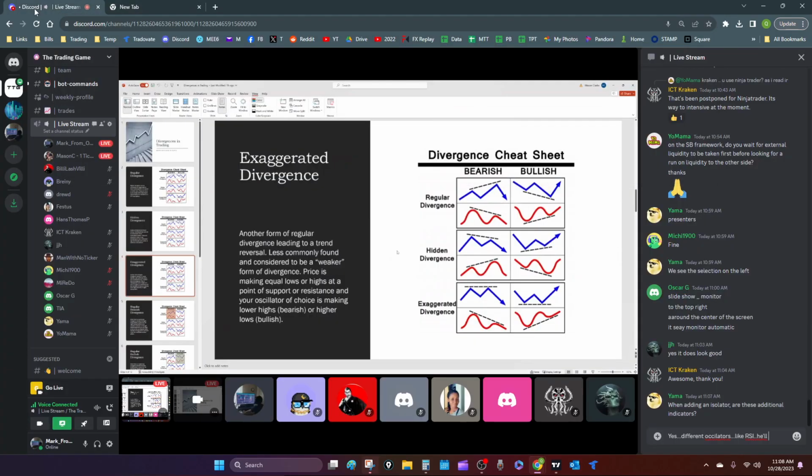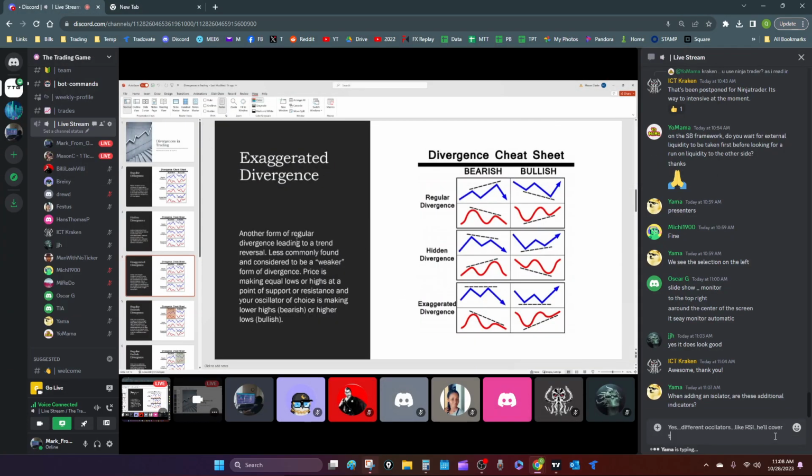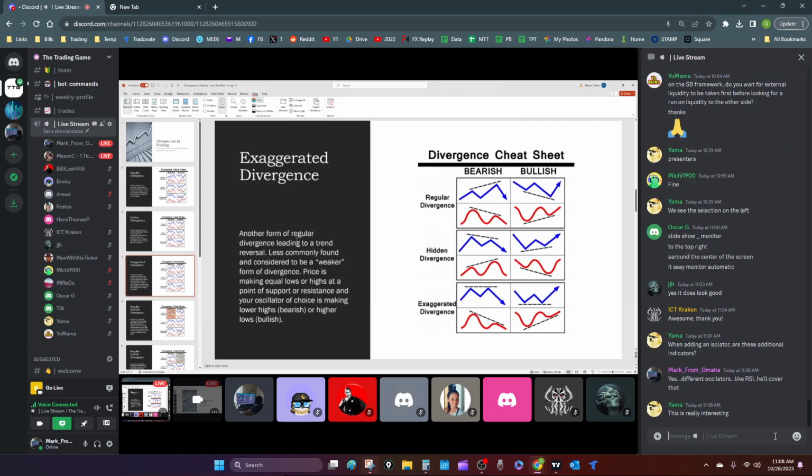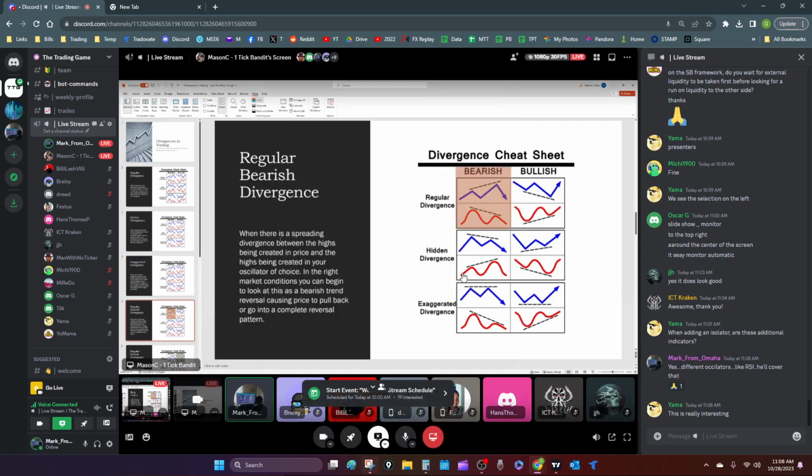It'll be easier to see these on charts once we go through them. I'm just going over the basic ideas of these. And at the end of this, before we go to the charts, I'll take any questions too. Yama had one about adding an indicator. There are different oscillators you can use, like the RSI, MACD. He's got one that's specific to what he's doing, and he's going to cover that.